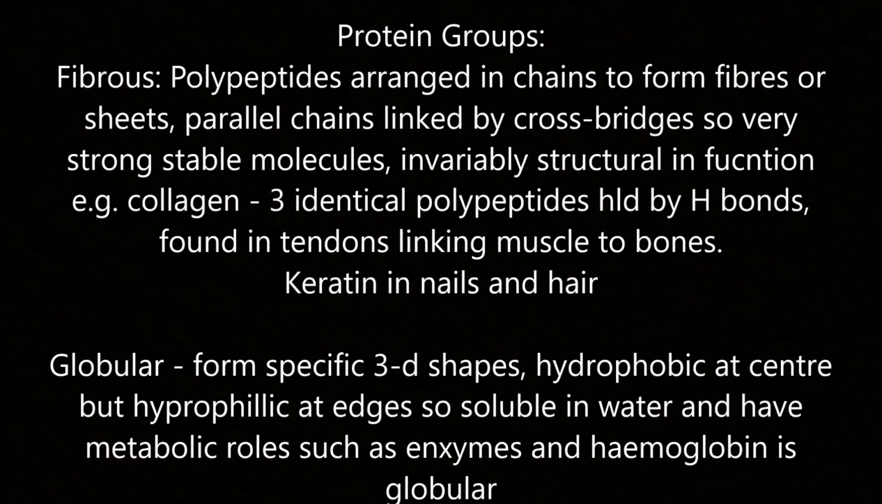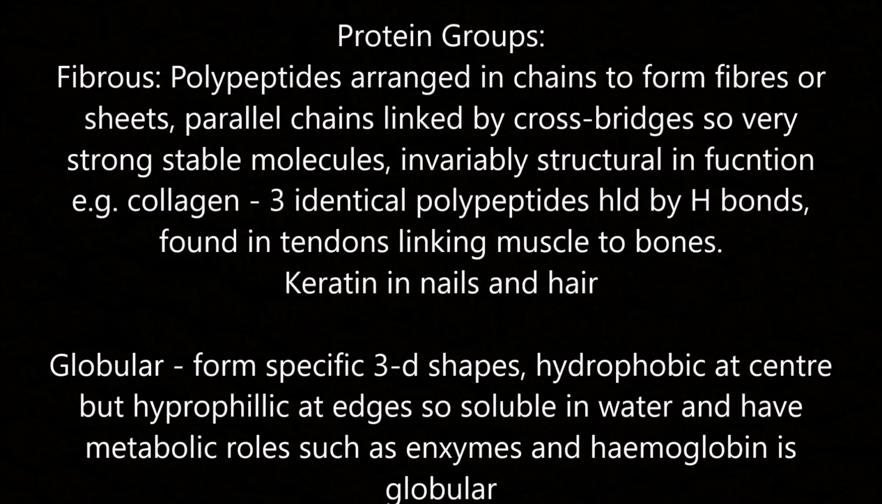Protein groups. Fibrous: polypeptides are arranged in chains to form fibers or sheets. Parallel chains are linked by cross bridges to form very strong stable molecules, and they're invariably structural in function. Collagen is an example of three identical polypeptides held by hydrogen bonds, found in tendons linking muscle to bones, and keratin is found in nails and hair.